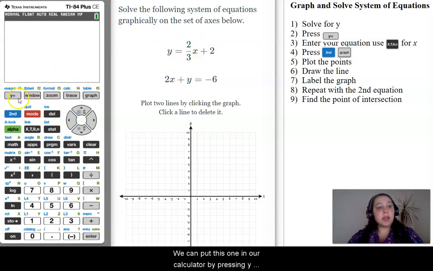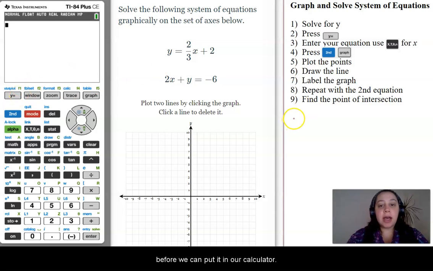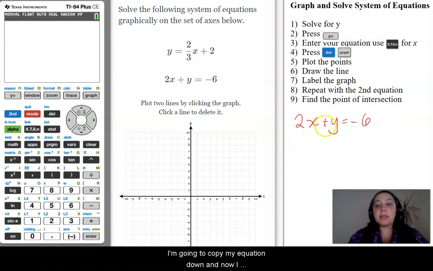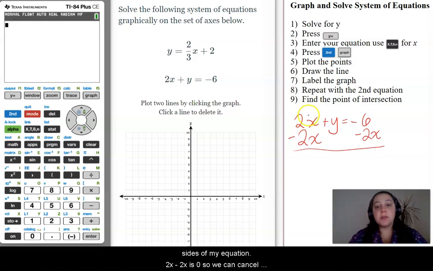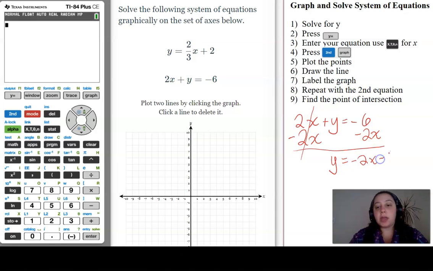We can put this one in our calculator by pressing y equals right away. However, the second one, we need to do some work before we can put it in our calculator. I'm going to copy my equation down, and now I need to get y by itself. With y, I have a positive 2x. The inverse is negative 2x, and I'm going to put that on both sides of my equation. 2x minus 2x is 0, so we can cancel it out. And we're just left with y equals negative 2x minus 6.